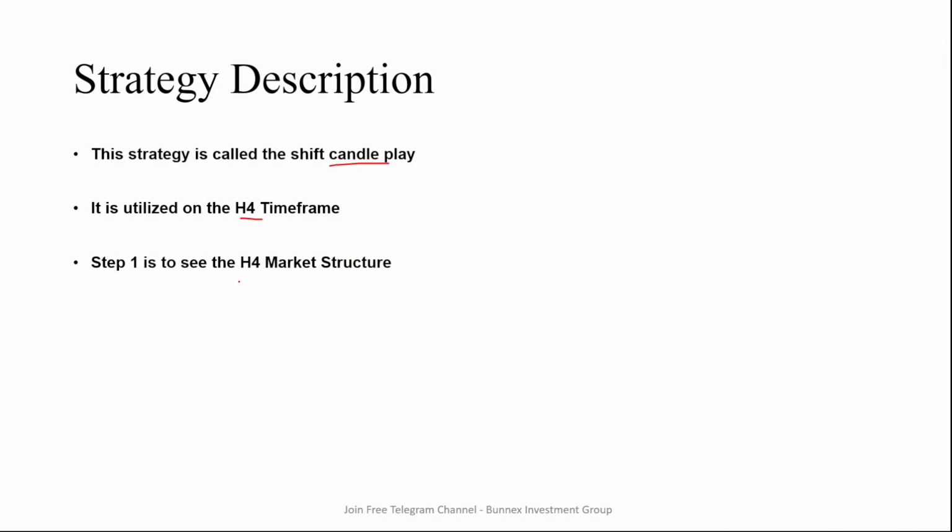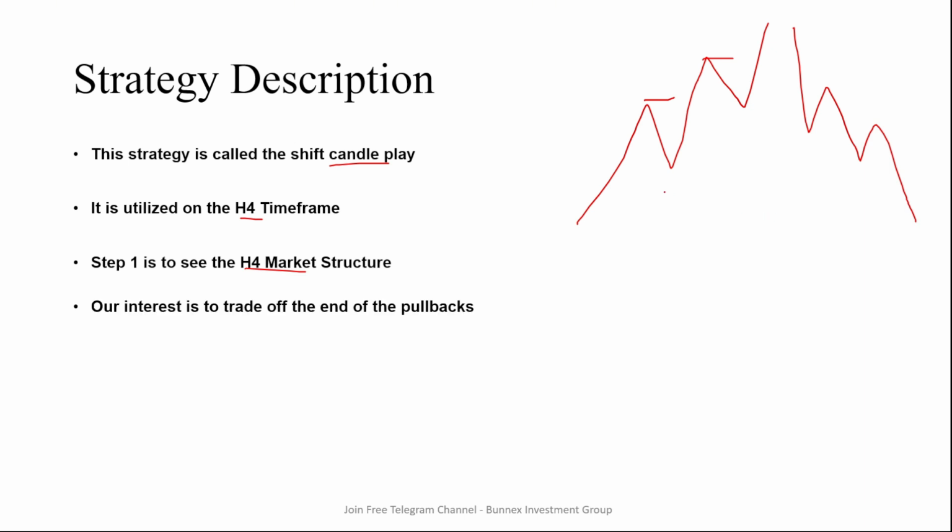So step one is to see the H4 market structure. We all know that market structure is basically breaking of the highs and breaking of lows in a downtrend like this. And this can be simplified to be seen using indicators. So you might use indicators, or you might not like to use indicators. All that we want to do is to time the end of these pullbacks. So the pullbacks are what are necessary.